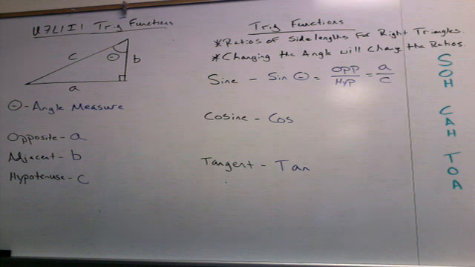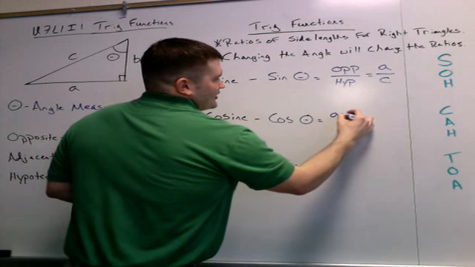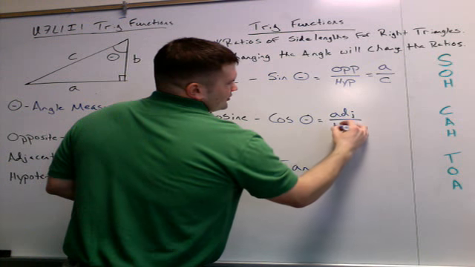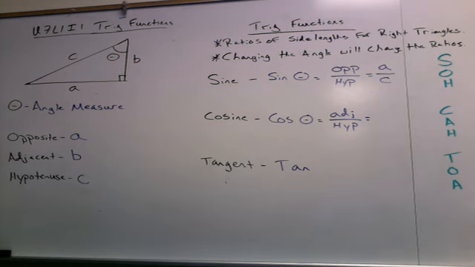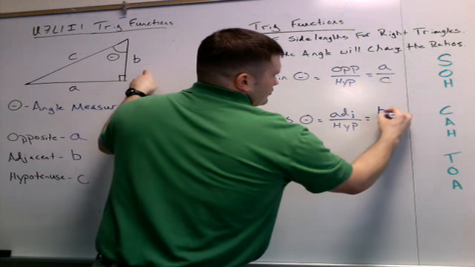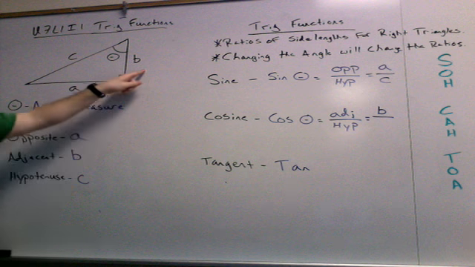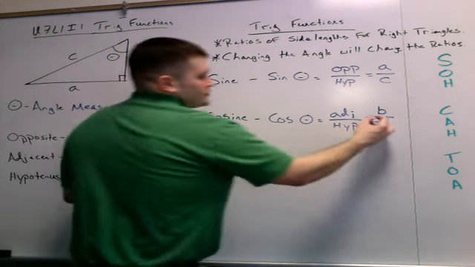Okay. All right. Now cosine theta is adjacent over hypotenuse. This is why it's important to be able to identify your opposite, adjacent, and hypotenuse. To find the ratio for cosine of theta, we use the side adjacent. Which one's adjacent? B. So we write B. Which one's hypotenuse? C. So B over C.